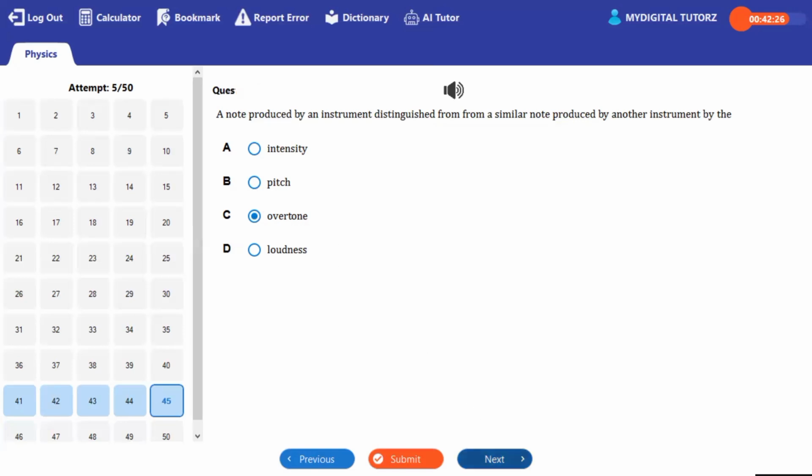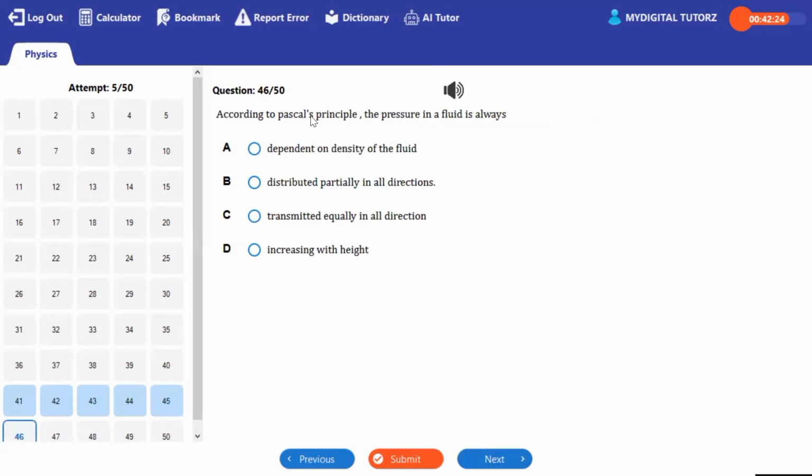Okay. Question 46 says, according to Pascal's principle, the pressure in a fluid is always A, dependent on density of the fluid, B, distributed partially in all directions, C, transmitted equally in all directions, D, increase with height. The correct answer here is that it is transmitted equally in all directions.